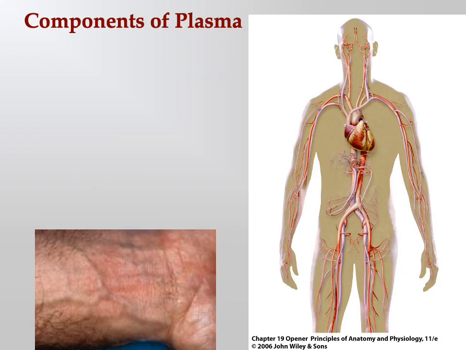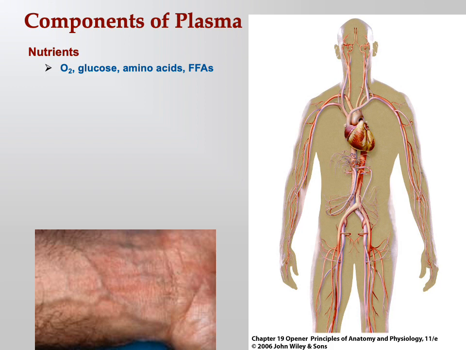All right, let's look at some of the things that are in your plasma. Nutrients, all right? Blood brings nutrients to your tissues. Oxygen, glucose, amino acids, free fatty acids. Remember, amino acids are the building blocks of proteins. Free fatty acids are parts of fat, okay?